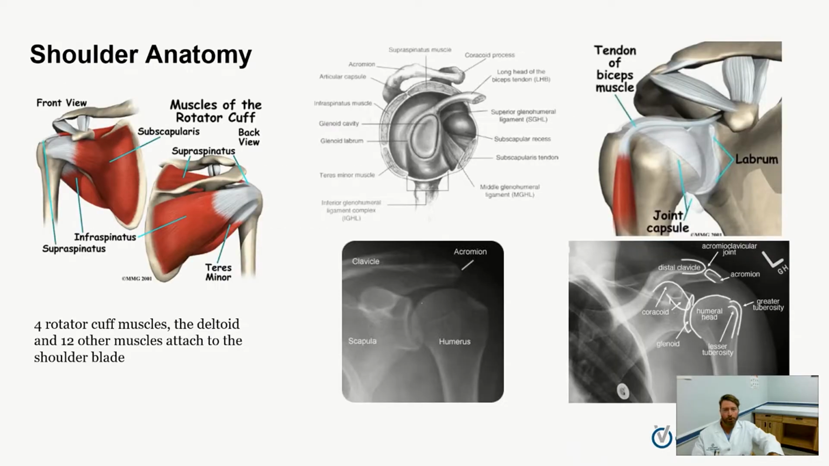So briefly, what is the shoulder joint? The shoulder is a ball and socket joint that's made up of the glenoid, which is the socket component, and the humeral head, which is the ball component. Those are the bony structures in the shoulder.